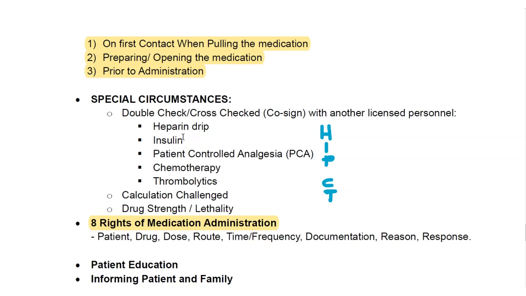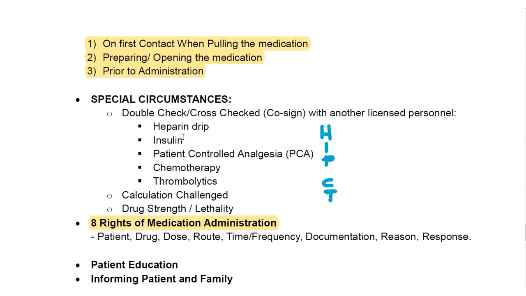Now, patient-controlled analgesia, these are basically pain medications that are controlled substances wherein they're in a machine and the patient has the ability to press that button. Now, it doesn't mean that all pain medications should be double-checked. Specifically, patient-controlled analgesia or PCA should be double-checked.